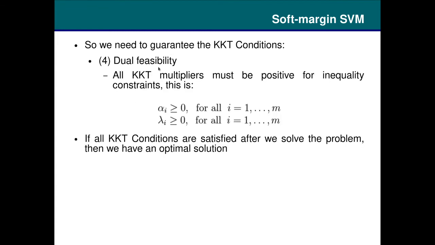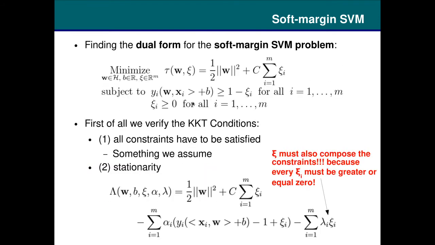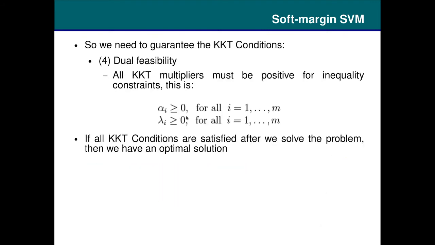Fourth, dual feasibility. Dual feasibility, in our case, we've got a bunch of inequality constraints. We've got, just going back, these inequality constraints and those inequality constraints over here. All those Karush-Kuhn-Tucker multipliers, and those Karush-Kuhn-Tucker multipliers, must be greater than or equal to 0, and that is represented in here, okay? For every sample in my training set.